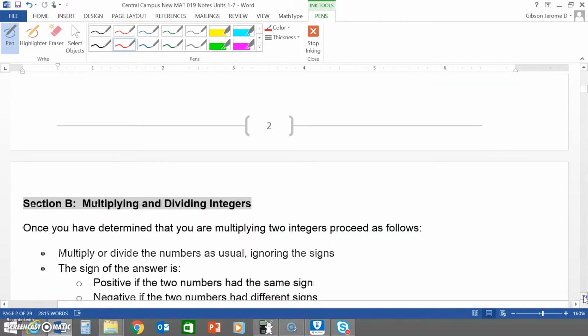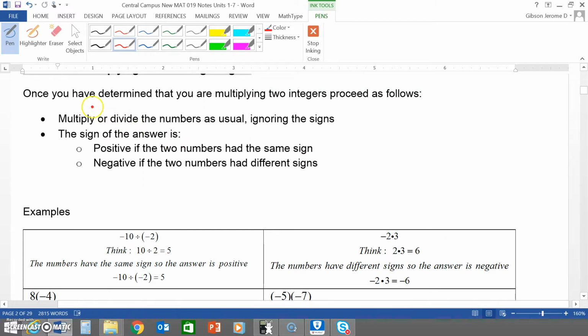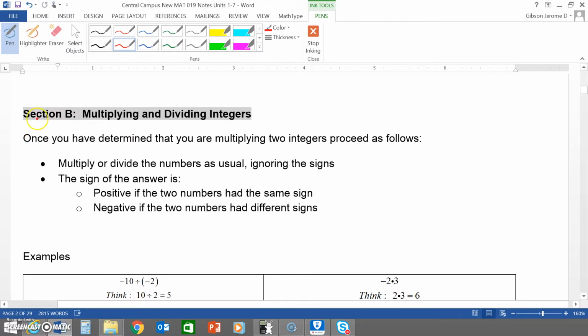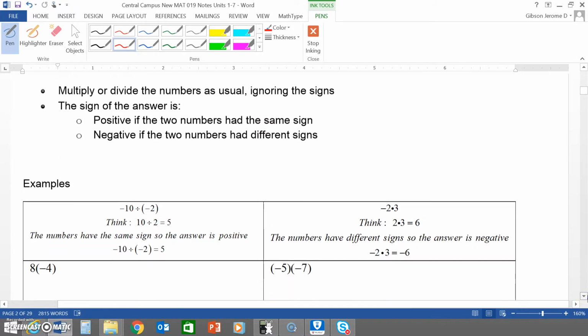Now, we scroll to the next page. It says, once you have determined, well, wait a minute, let me go back here and read this. This is section B, multiplying and dividing integers. It says, once you have determined that you are multiplying two integers, proceed as follows. Multiply or divide the numbers as usual, ignoring the signs. The sign of the answer is positive if the two numbers had the same sign, negative if the two numbers had different signs. So basically it goes like this.